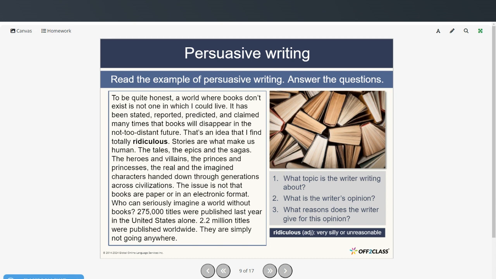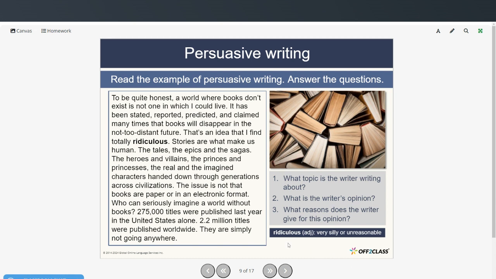So, what topic is the writer writing about? Well, the idea that books may or may not go away. And what is the writer's opinion? The writer believes that books are what make people human, and stories will always be with us in some form. And what reasons does the writer give for this opinion? Well, that there have been so many stories that are handed down through many generations across civilization. There have been 275,000 titles published last year in the US and over 2 million titles published worldwide.